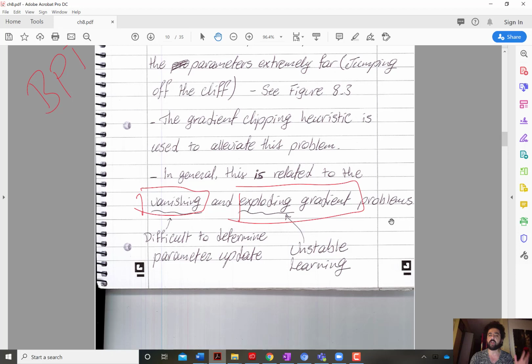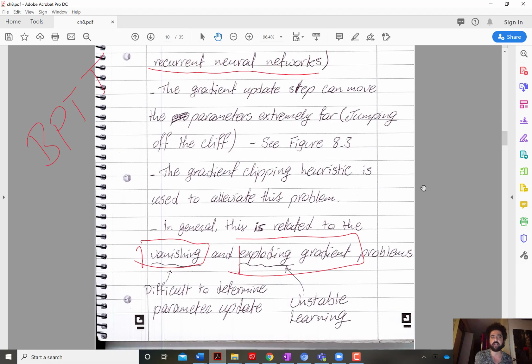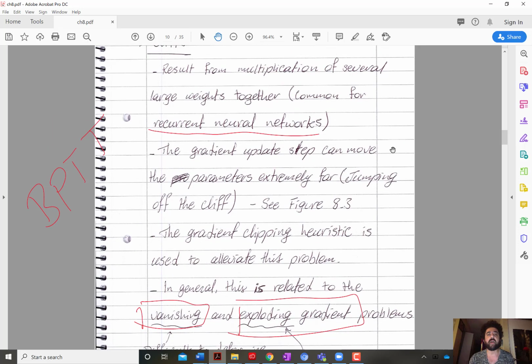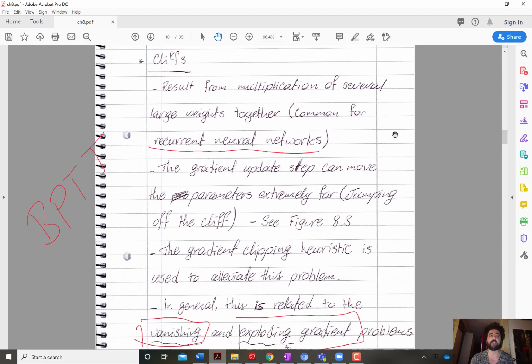Now, these two phenomena can happen without having cliffs, but they are still problematic because vanishing gradient makes the cost function insensitive to the changes in the parameters, so it's difficult to determine the parameter update. It's similar to having a flat region, and an exploding gradient is a problem because it leads to unstable learning because the gradient is very sensitive. Now, cliffs result in something similar to unstable learning.